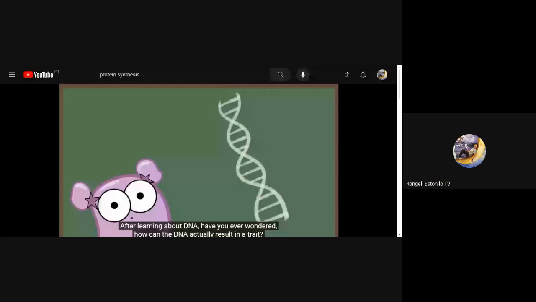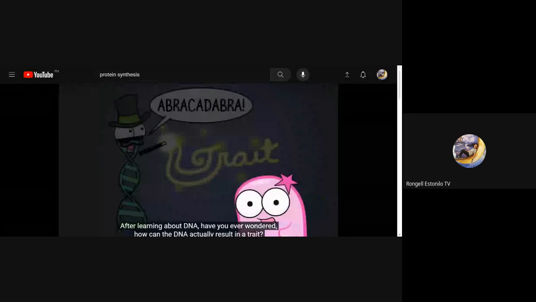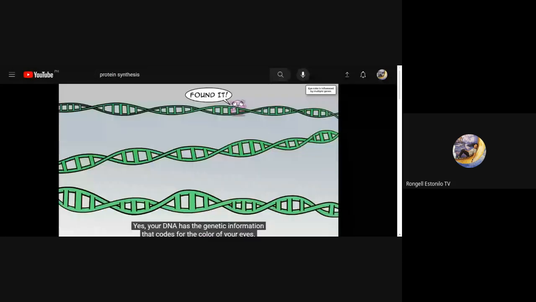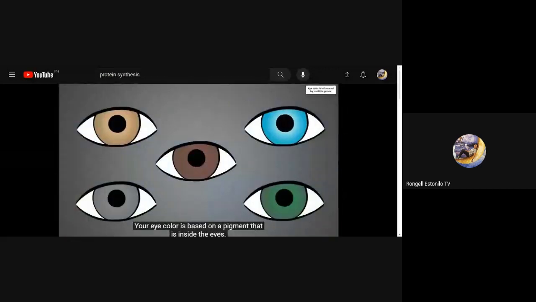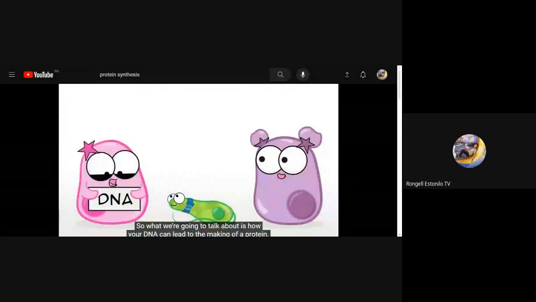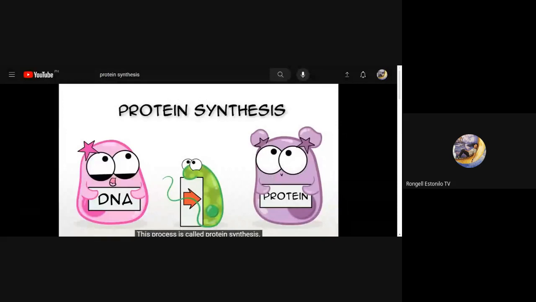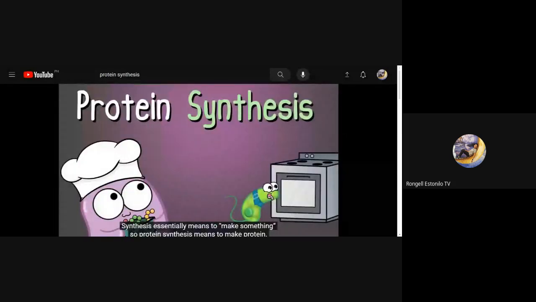After learning about DNA, have you ever wondered how the DNA can actually result in a trait? Let's take an example, like eye color. Yes, your DNA has the genetic information that codes for the color of your eyes. Your eye color is based on a pigment that is inside the eyes, but in order to have that pigment, you have genes, which are portions of DNA that can code for proteins which help make that pigment. So what we're going to talk about is how your DNA can lead to the making of a protein. This process is called protein synthesis. Synthesis essentially means to make something. So protein synthesis means to make protein.